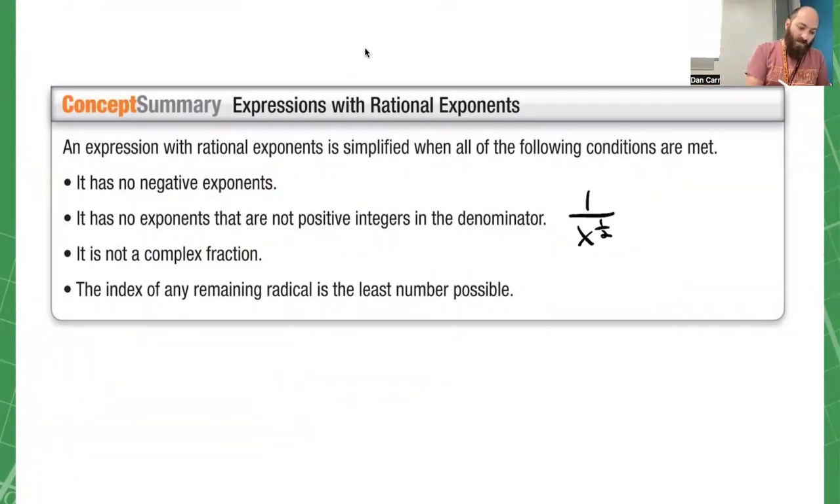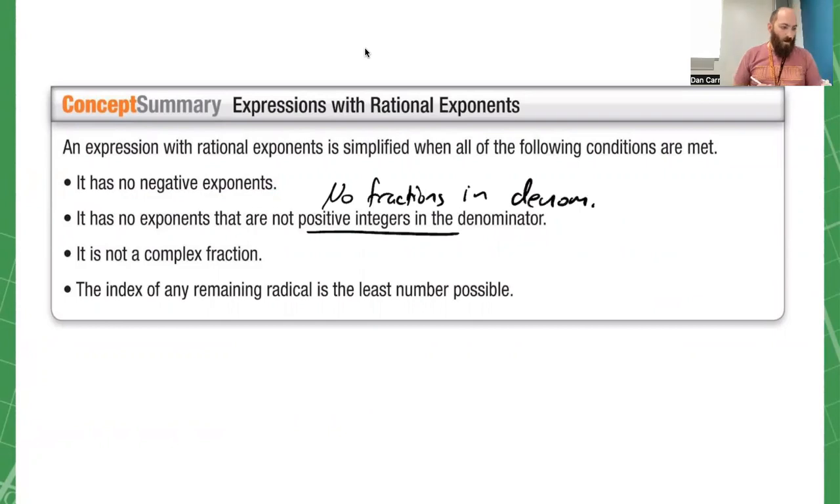Okay, so that's how we can summarize that: no fractions in the denominator. It is not a complex fraction, so we're not dealing with any i's in there. And the index of any remaining radical is the least number possible. So you notice how before, if I had the 6th root of something, I was able to turn it into the 3rd root of something. That's the goal there: can we get it down to a simpler value?